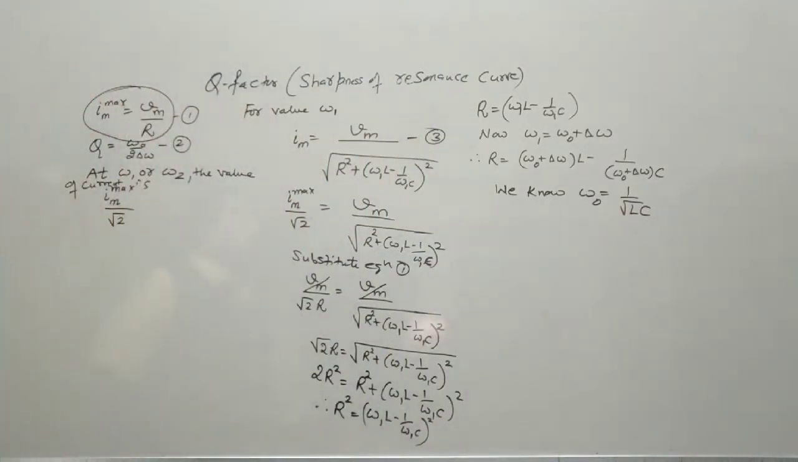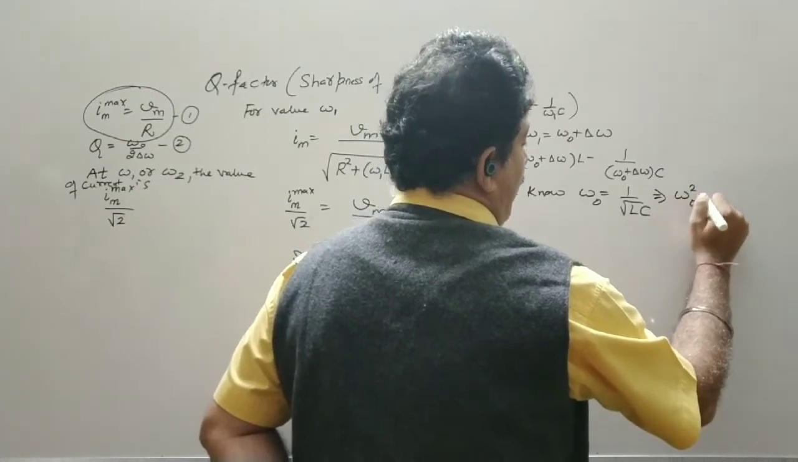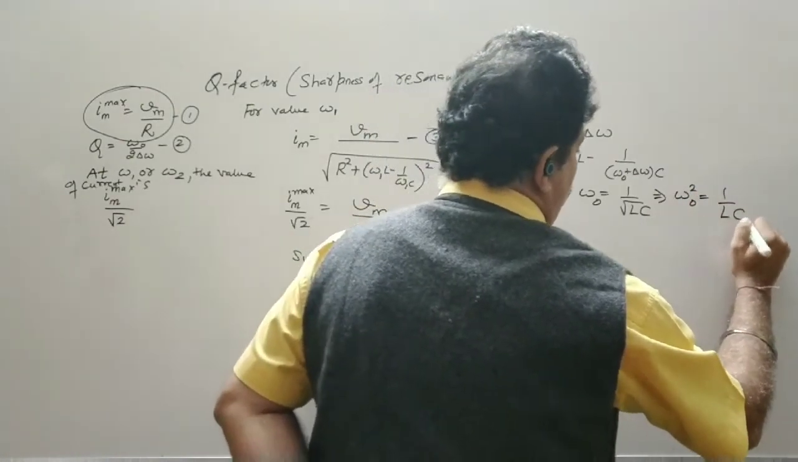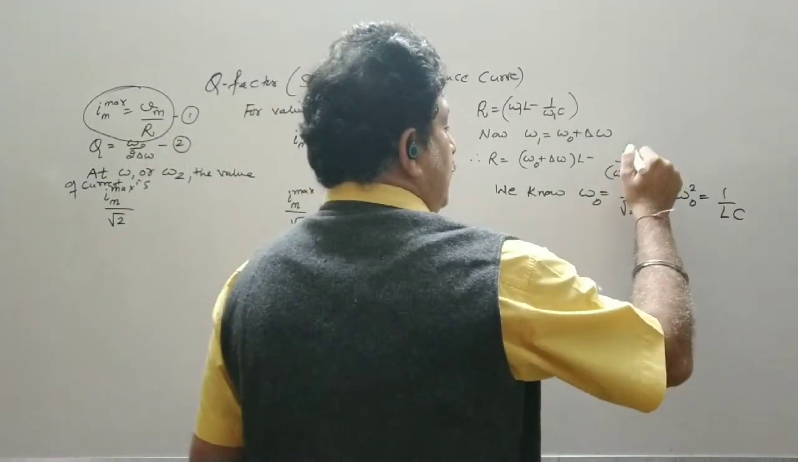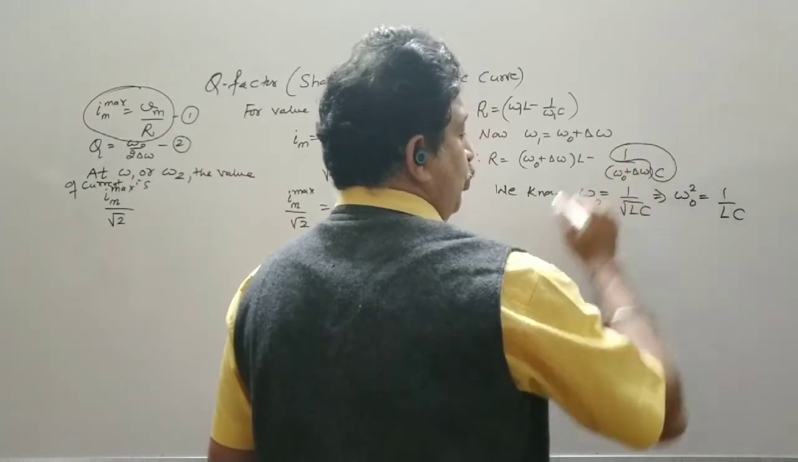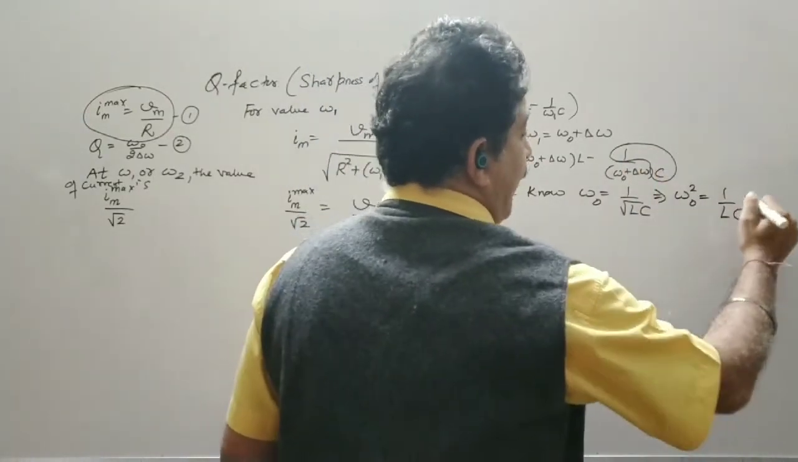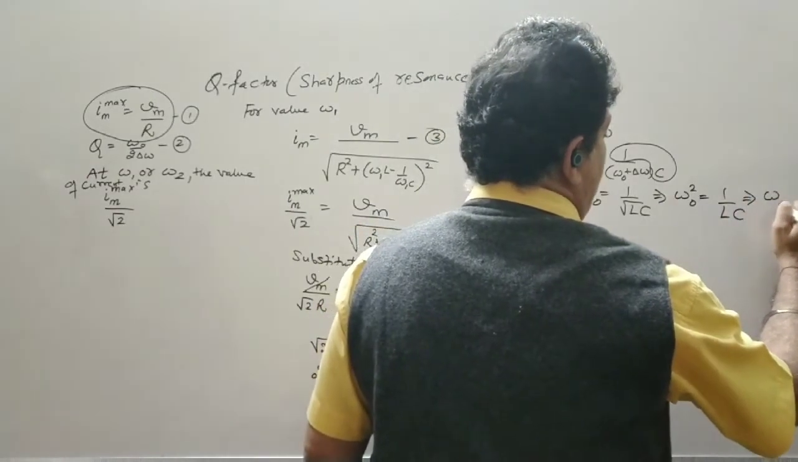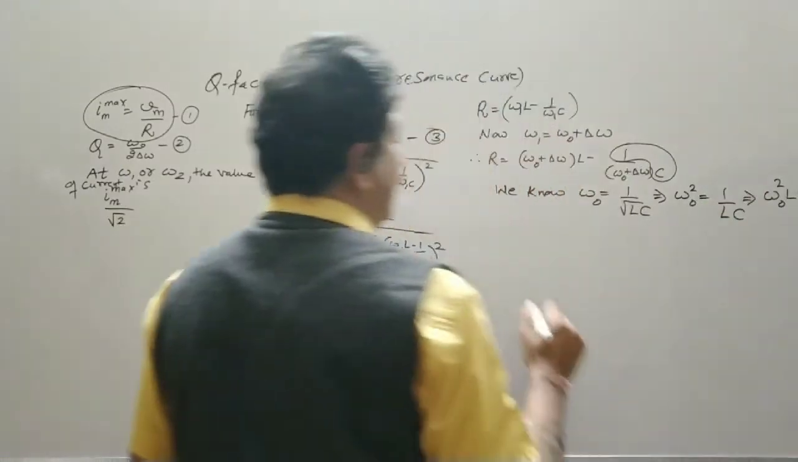Omega naught is equal to 1 upon under root LC. So this can be written as omega naught square is equal to 1 upon LC. Now I can substitute this value, that is 1 by C is equal to omega naught square L. So this can be written as omega naught square L is equal to 1 by C.